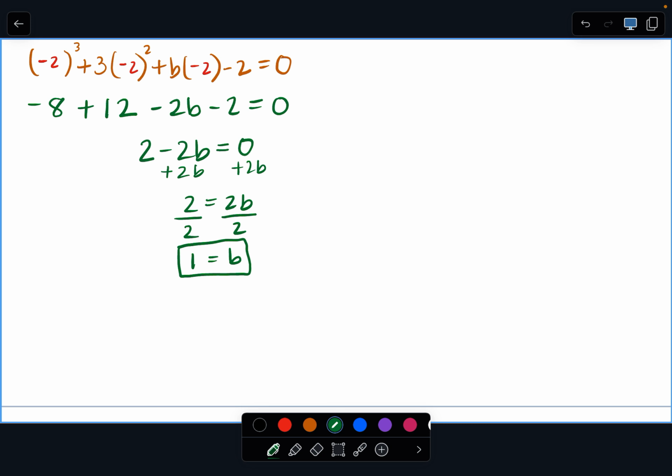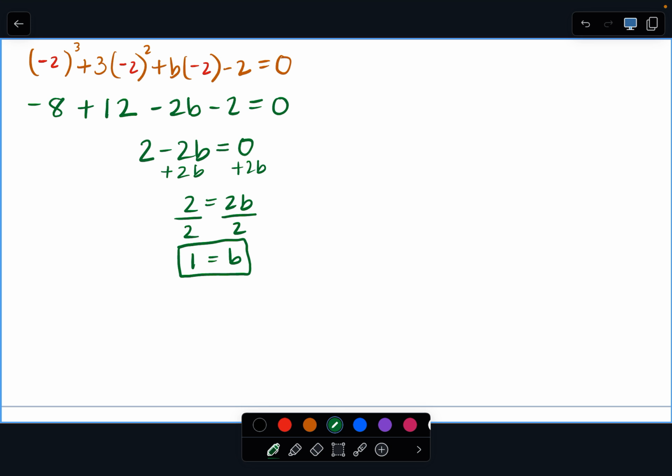Okay, what's your question? No. We are trying to figure out what number B has to be in order for this to be a factor. So in order for this whole equation to equal 0, B has to be 1. B has to be 1.